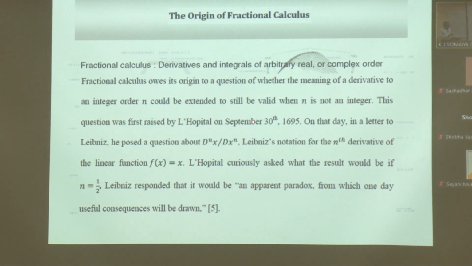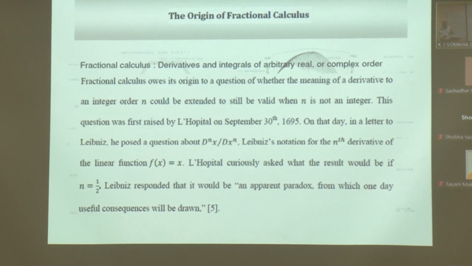A particular date is available in the literature: September 30th, 1695. L'Hôpital raised a question to Leibniz: what will happen when you are talking about successive derivatives, first order, second order, third order, integer order derivatives, what will happen when n is not an integer? He meant to say, what will happen when n is real. Or, more generalized, what will happen when n is complex. He wrote a letter to Leibniz and asked what will happen.